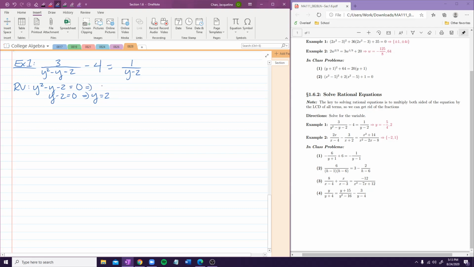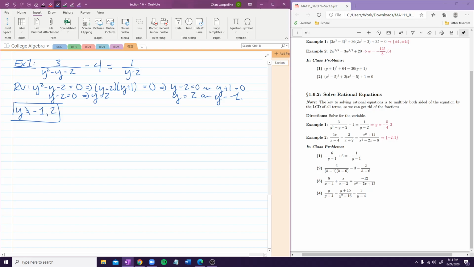Over here we'll have to factor. This factors into y minus 2, y plus 1. Solving, we get y minus 2 is equal to 0, or y plus 1 is equal to 0. When I do that, I get y is equal to 2, or y is equal to negative 1. So what does that mean? That means y cannot equal negative 1 and 2. You just have to put the 2 once, you don't have to put it twice. So these are our restricted values.